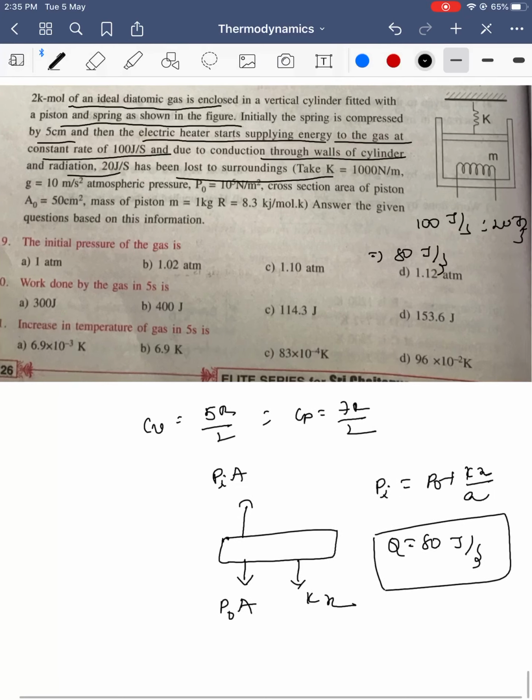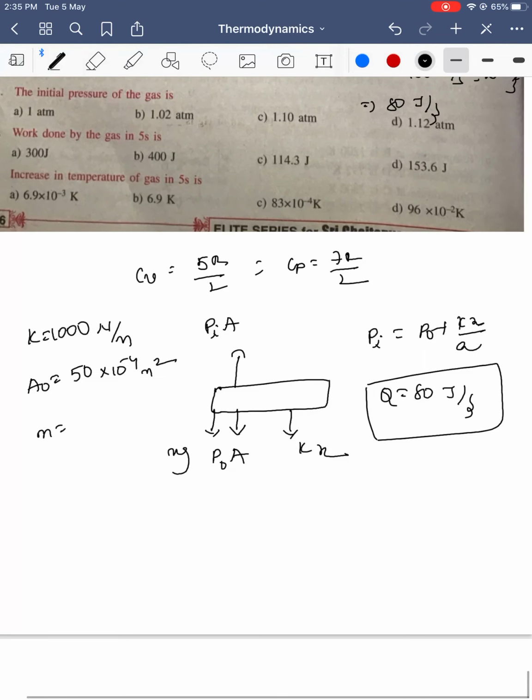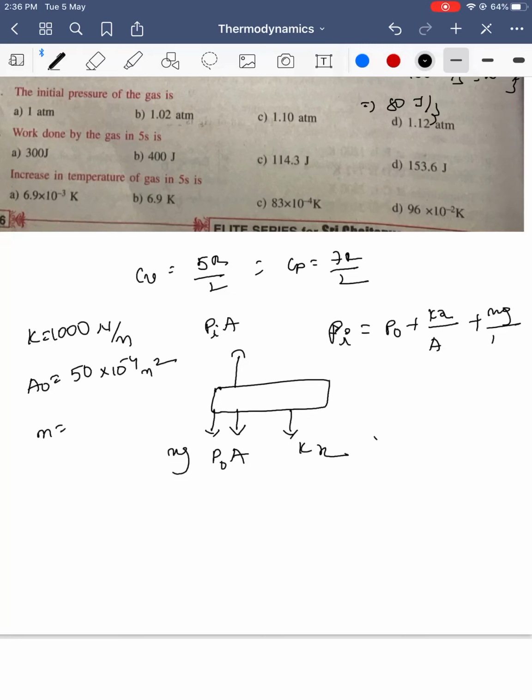So K is equal to how much? He is saying K is equal to 1000 Newton per meter, and g is given, atmospheric pressure P naught is given, and the area of the piston is equal to 50 into 10 power minus 4 meter square. Mass of the piston is given, so mg also acts in the downward direction. Here I wrote Pi is equal to P naught plus Kx by A plus mg by A. So the mass of the piston is equal to 1 kg.